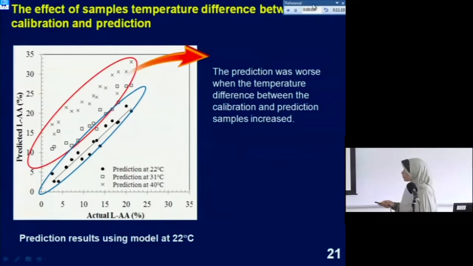This graph clearly illustrates the error of prediction in terms of bias. For example, using the local calibration model at 22 degrees Celsius, we obtain low bias, and then the bias gradually increases with increasing temperature. So from this, we can see that the local calibration model cannot be used to predict the LAA of solutions at different temperatures.